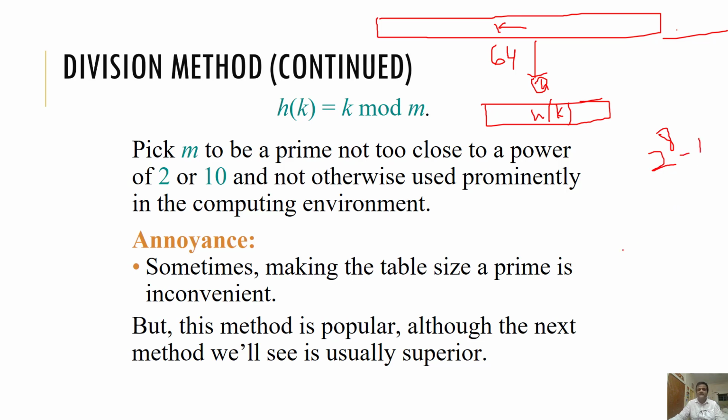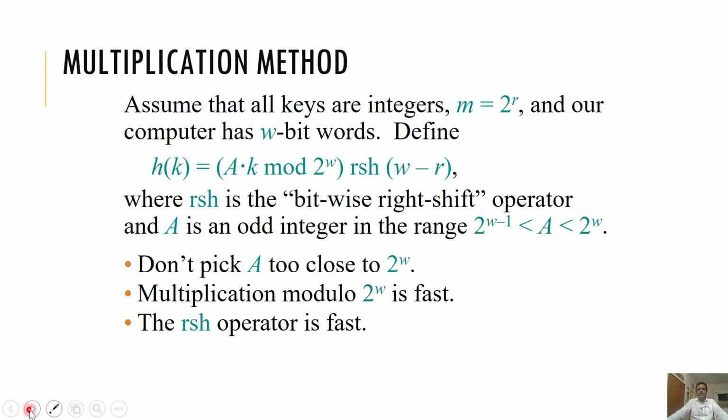So, in practice the choice of m as 2 to the power some power is more common. That is why we want to learn a method of constructing a hash function where we can choose m to be 2 to the power something, or say 10 to the power something, depending on which number system we use. That is called the multiplication method. Here we are allowed to choose m to be 2 to the power r.